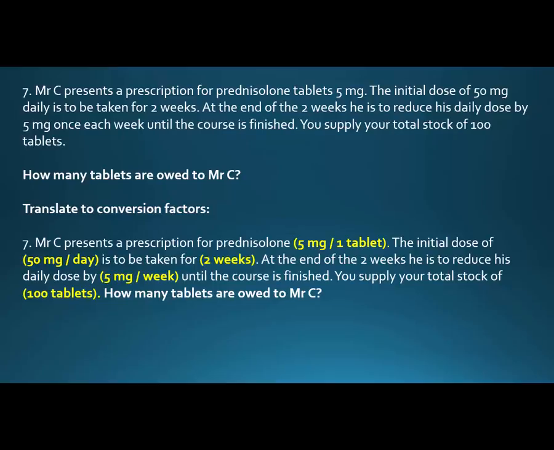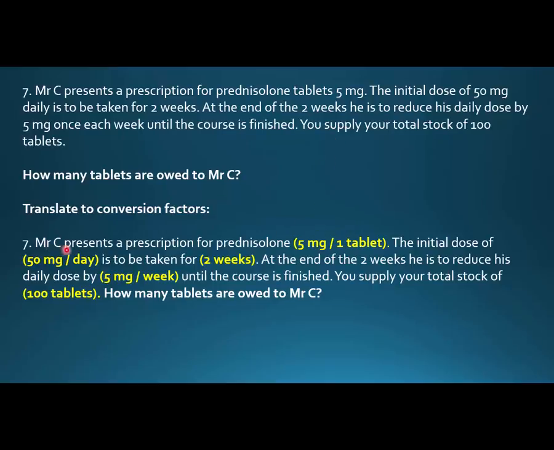Okay? So Mr. C presents a prescription for prednisolone tablets, 5 milligrams. The initial dose of 50 milligrams daily is to be taken for 2 weeks. At the end of the 2 weeks, he's to reduce his daily dose by 5 milligrams per week until the course is finished. So again, we want to change 5 milligrams to 1 tablet.